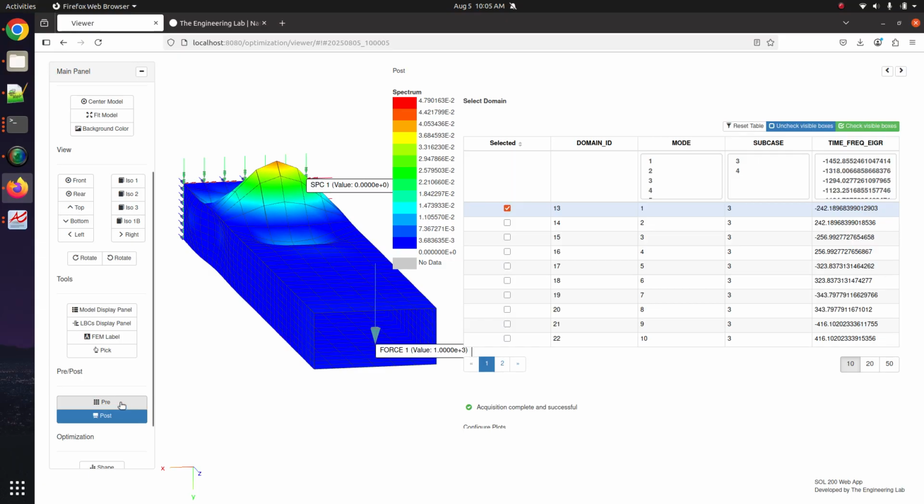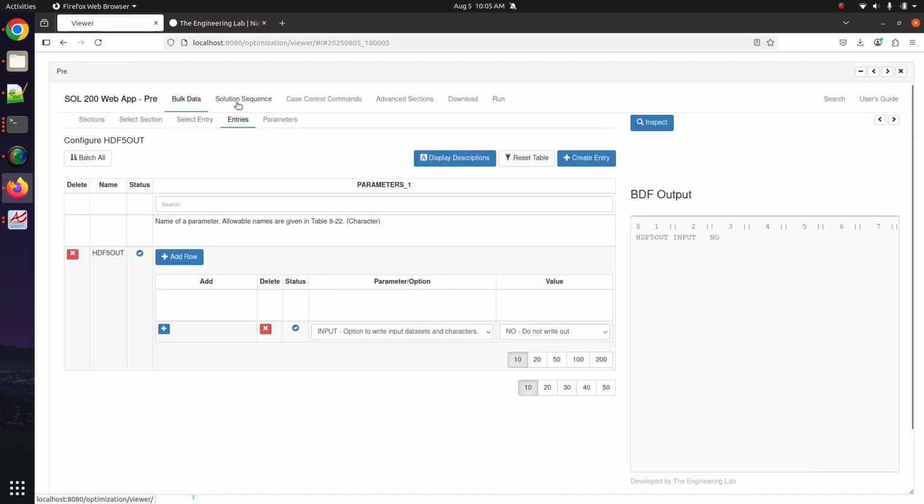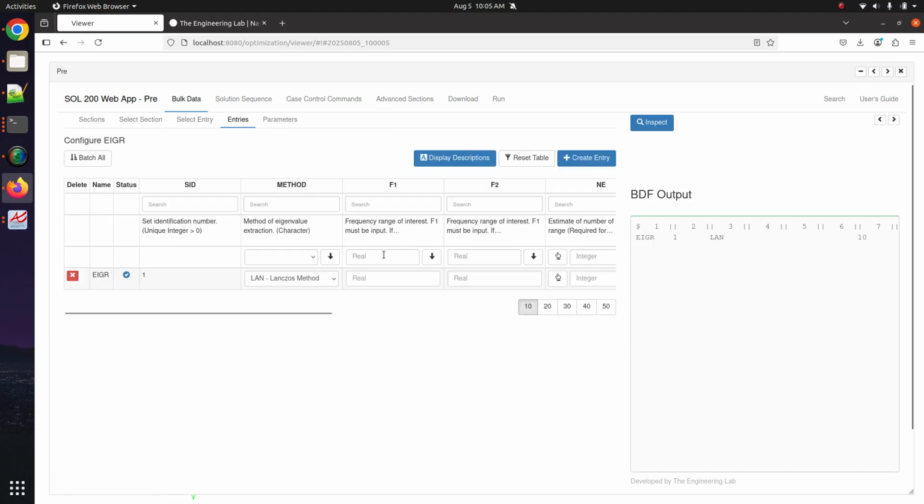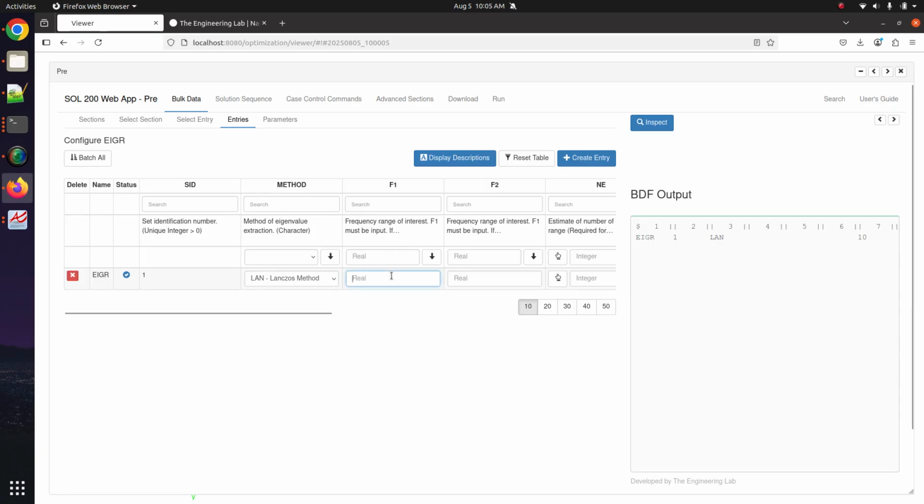Okay, say you want to prevent that negative buckling load factor from even being extracted during the analysis. If you go back to the pre-web app, remember that the eigenvalue entry was responsible for extracting the eigenvalues. So here we'll say that for F1, which is the lower bound on modes, we'll say, you know what, maybe start at 0. Don't give me any negative eigenvalues. Start at 0, give me maybe 0.5, 1, 2, 100, positive 100. Give me only positive eigenvalues or buckling load factors. So we change that to 0.